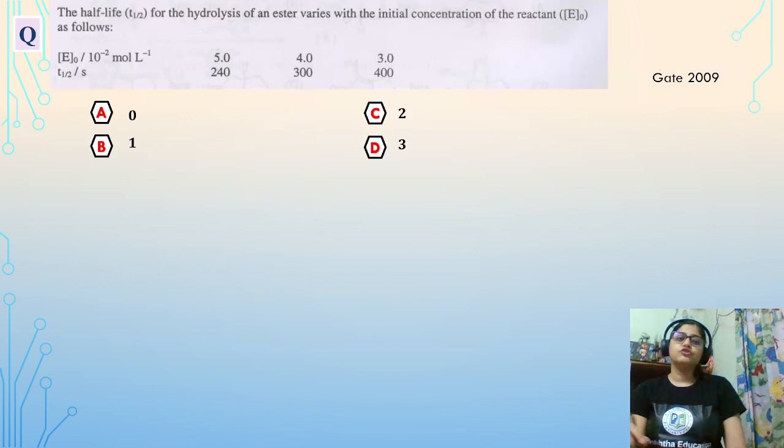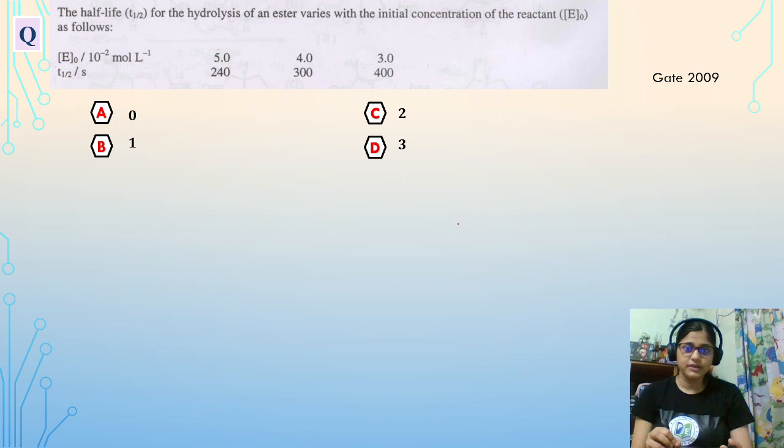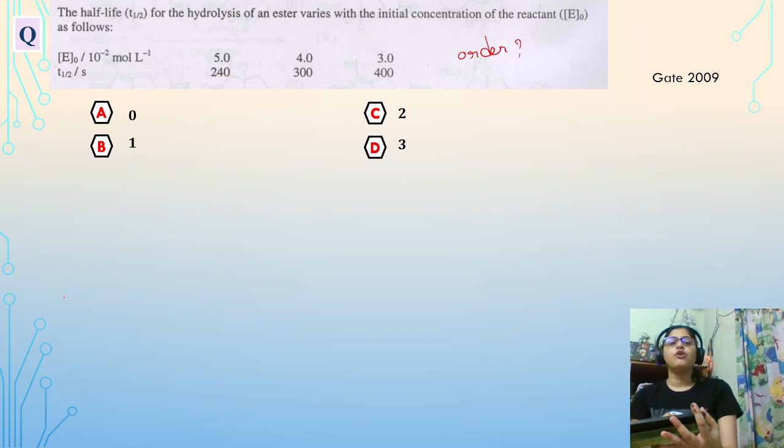Next. So the half-life of the hydrolysis of an ester varies with initial concentration of the reactant E0 as follows. Okay, it is a question from GATE. So we have to actually calculate the order of the reaction. Yes, it is not given here, but we have to find out the order. Okay. So how can we solve this?